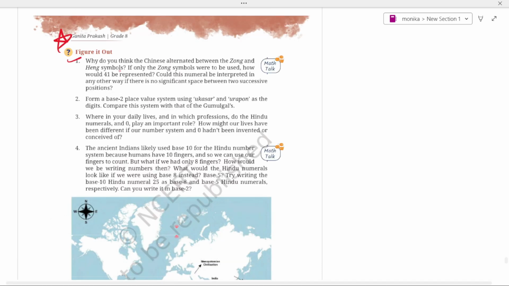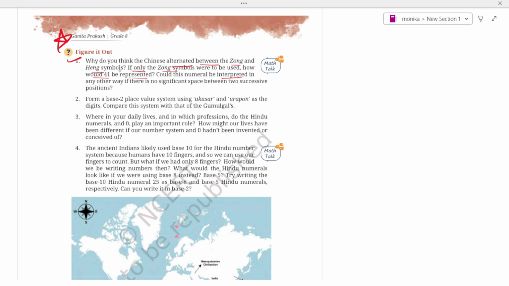Question number 1 is, why do you think the Chinese alternated between the Zong and Heng symbols? Only the Zong symbols were to be used. How would 41 be represented? And could this numeral be interpreted in any other way if there is no significant space between two successive positions?